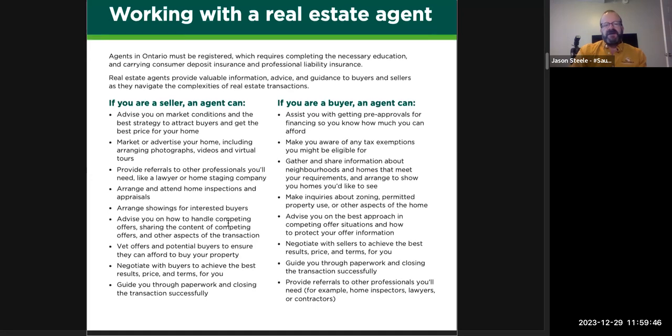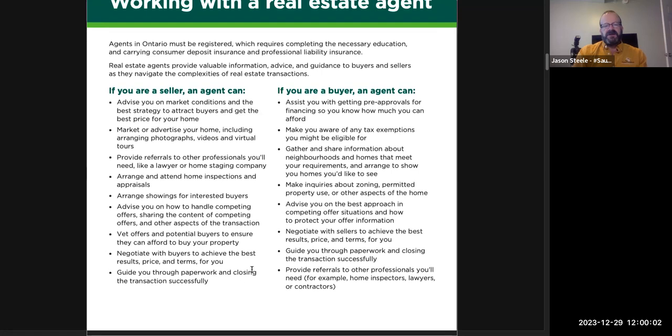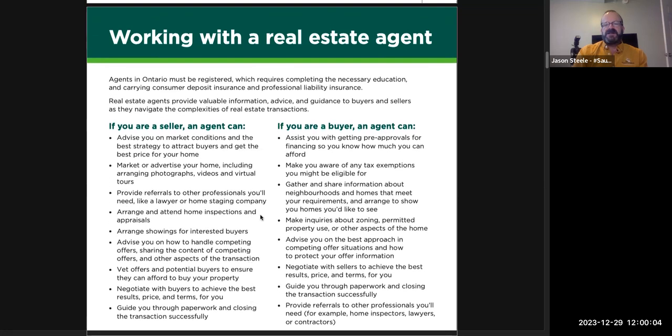They can advise you on how to handle competing offers, sharing the content of competing offers and other aspects of the transaction. We vet the offers and we negotiate through all the paperwork, including price and terms, and we guide you through a transaction successfully.